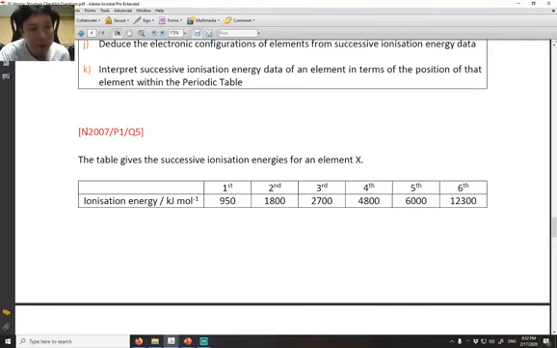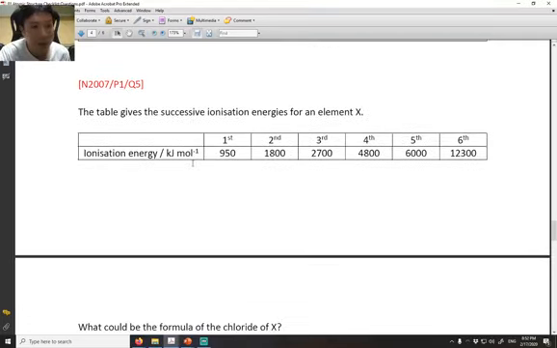Okay, so November 2017 A-level question. The table gives the successive ionization energies for an element X. So the first IE is this, and so on and so forth. So again, the most important thing is just to figure out where the jump is.